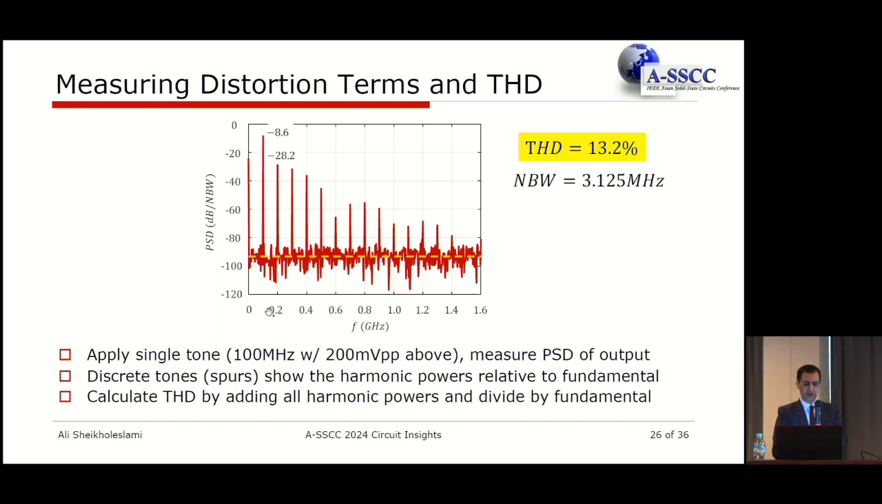In this case, I'm applying a 100 megahertz sinusoid with 200 millivolt peak-to-peak amplitude to the input. The output has that tone at minus 8.6 dB of power. Then there is a second harmonic, third harmonic, and fourth harmonic. As you go to higher orders, the power of those harmonics becomes less and less. But what is really important are the second and third harmonics. They usually dominate the harmonic power that we're dealing with.